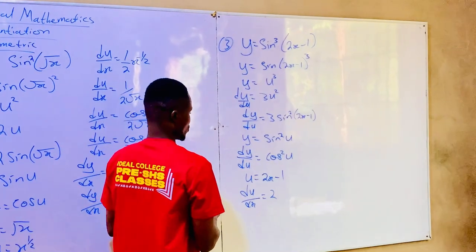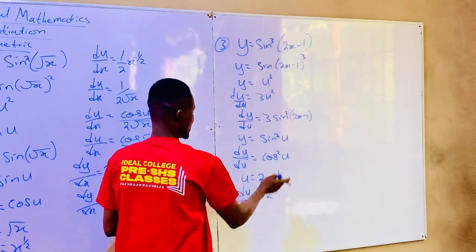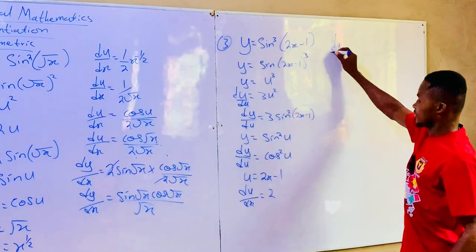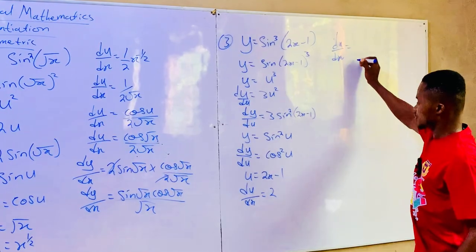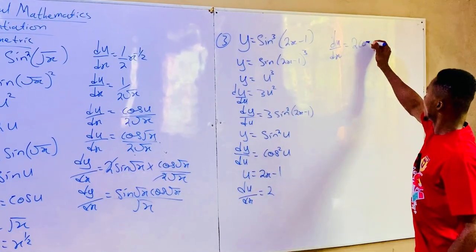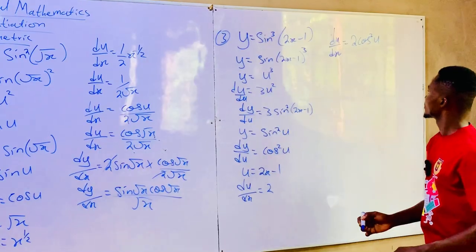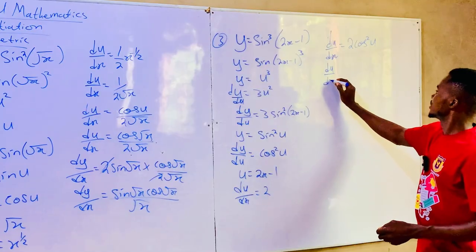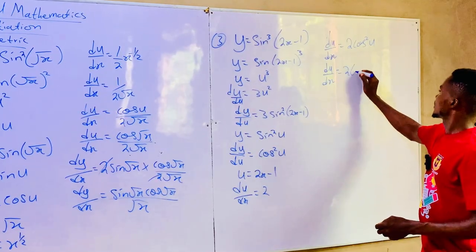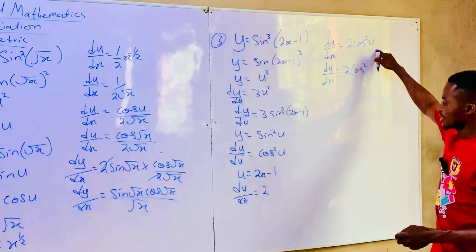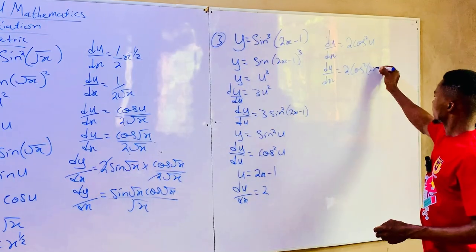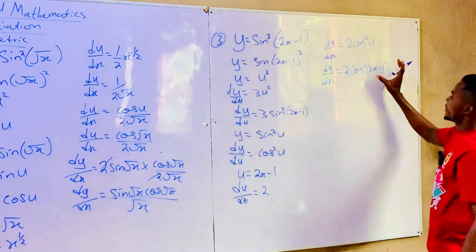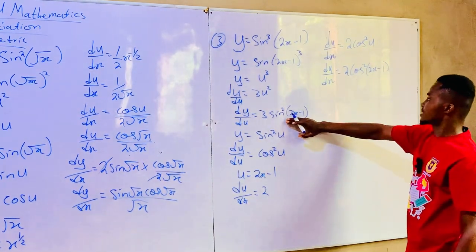We have to multiply this by this. So our du over dx equal to 2 cos squared u. So now we know our u is giving us what? 2x minus 1. Now after we are done, we now multiply this by this.